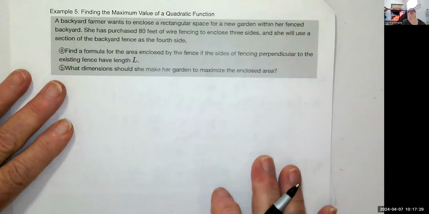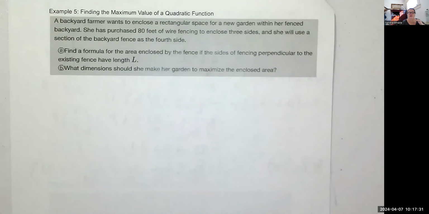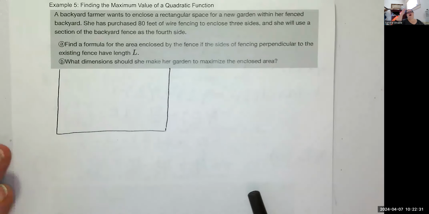Speaking of, I'm going to pause real quick, take a minute to read this, and then we'll go through it. Okay, so we've got a backyard farmer who wants to enclose a rectangular space for a new garden within her fenced backyard. She's purchased 80 feet of wire fencing to enclose 3 sides, and she will use a section of the backyard fence as the 4th side.